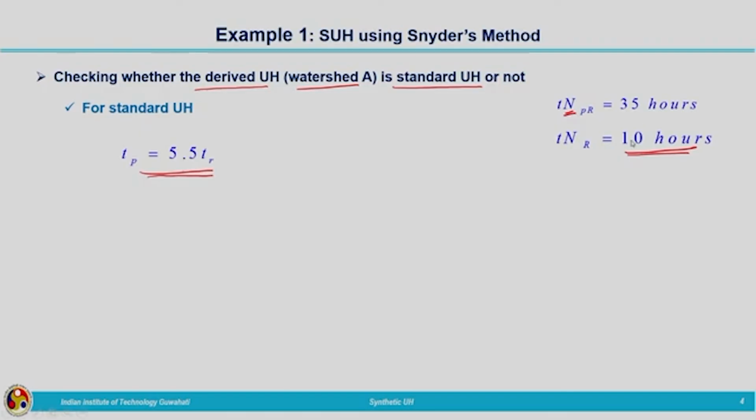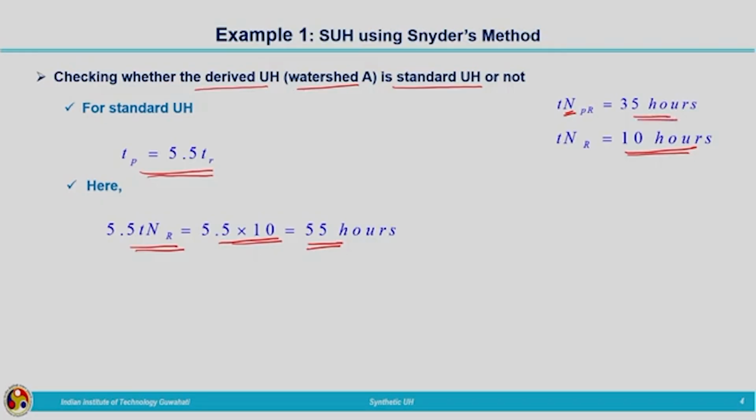Now, we can check whether this UH is a standard UH or not. So, we can calculate 5.5 times TNR, 5.5 into 10. 10 hours is the duration of effective rainfall, or the 10-hour unit hydrograph is the derived unit hydrograph. So, that is coming out to be 55 hours. We are having 5.5 times TNR as 55 hours and TNPR as 35 hours.